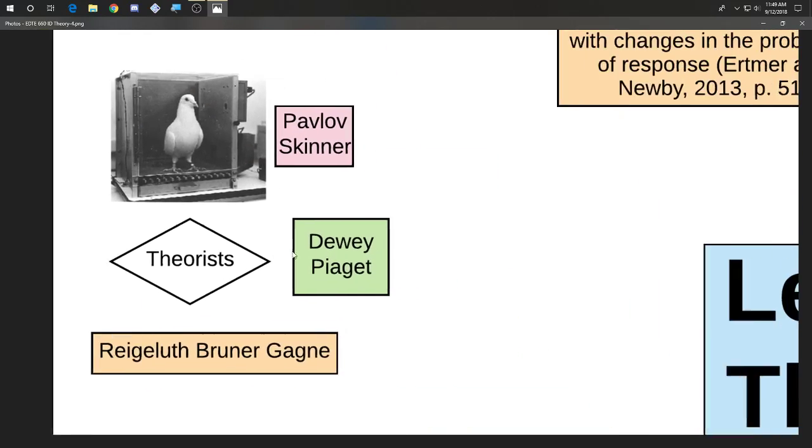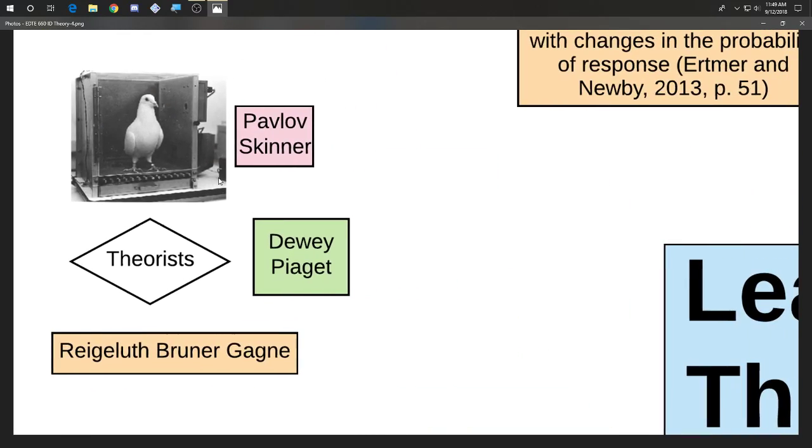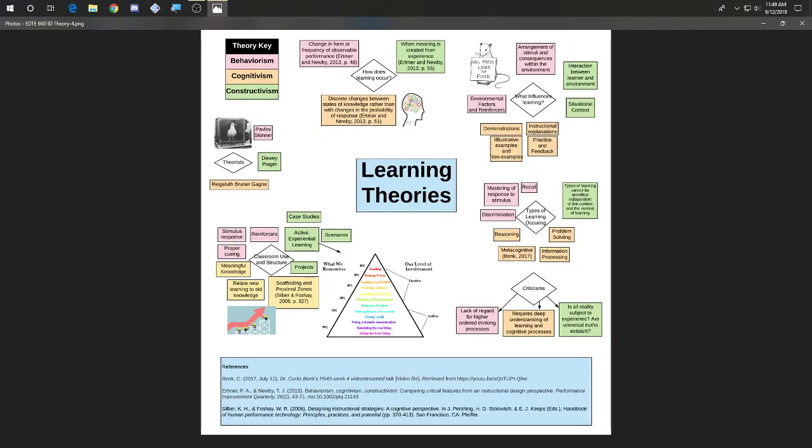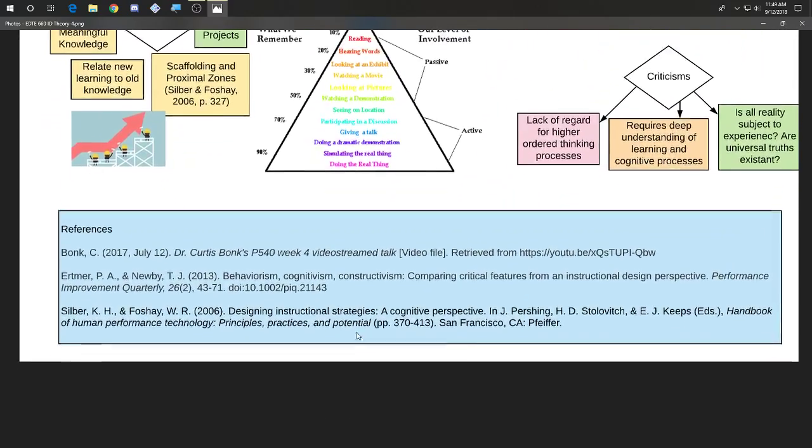And again, here I got my theorists right here. And I got my references on the bottom.